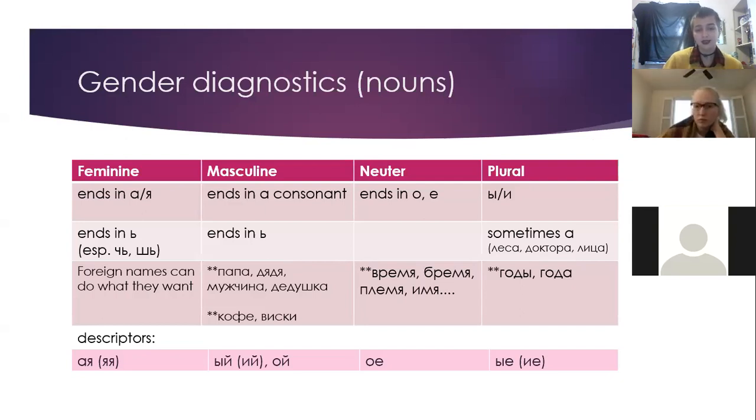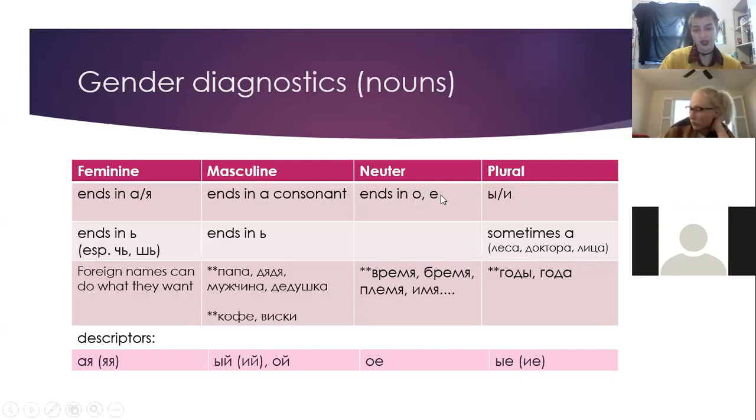Words like папа, дядя, мужчина, дедушка, so dad, uncle, a man, a grandfather, are grammatically feminine. It's a very tricky point. They are going to have feminine endings, but they are going to have masculine adjectives. Мой папа, умный дядя, хороший мужчина, твой дедушка. So they are grammatically feminine, but they will be described as masculine if you want to describe them. And coffee and whiskey look like weird genders, but they're considered masculine.